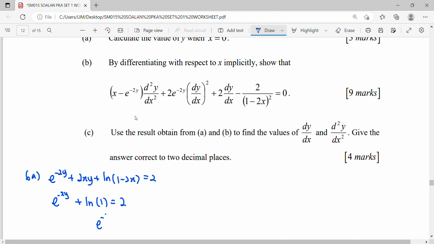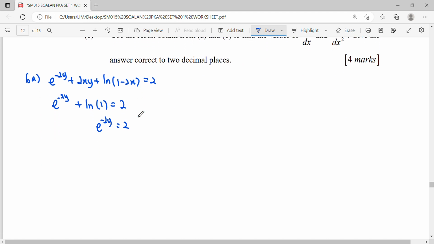So e^(-2y) equals 2. Move your e, it will be equal to log e. So log e is equivalent to ln 2. Then move your negative 2. So this is your value of y when x equals 0.